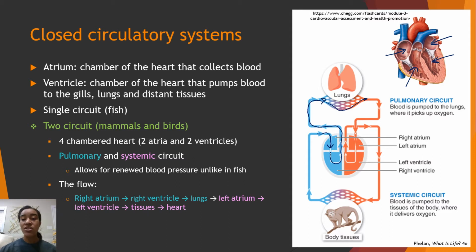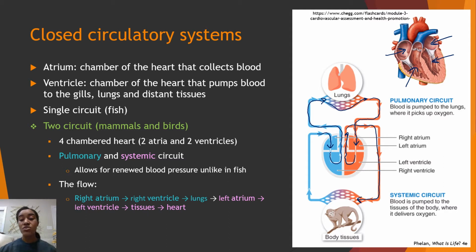And then the oxygenated blood travels back to the heart and enters into the left atrium. And then from the left atrium, it flows into the left ventricle, and then the left ventricle pumps the blood out of the heart into the vessels to go to the tissues.